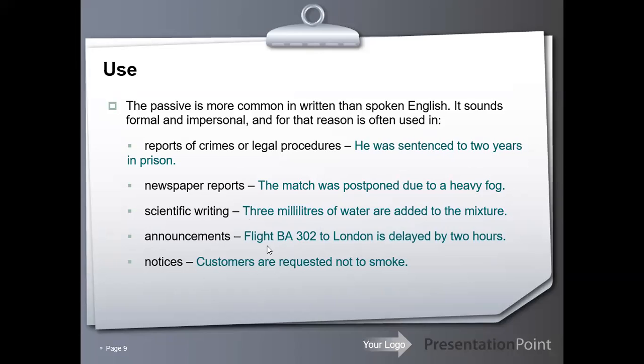Announcements, flight BA302 to London is delayed by 2 hours. Customers are requested not to smoke.